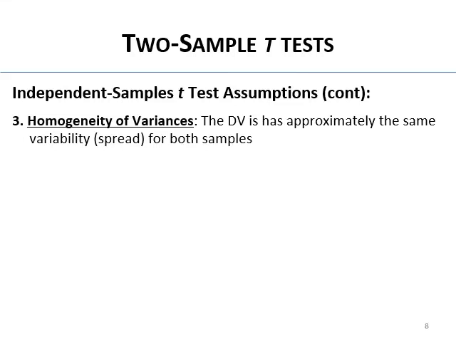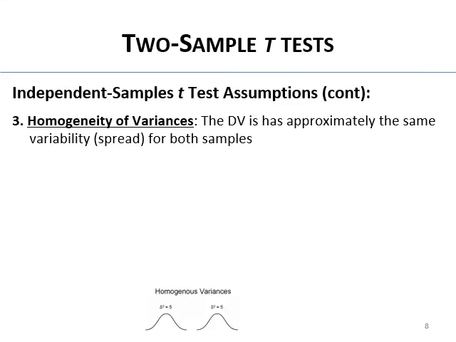So the last assumption is called the homogeneity of variances. The prior one said that the scores for each of the groups, in this example life satisfaction change scores, are approximately normally distributed for those who got the therapy and approximately normally distributed for those who did not. This assumption is slightly different. It's about the spread. It says that the DV has approximately the same variability, that is spread, for sample 1 as sample 2. So each group has about the same variance, hence homogeneity of variances.